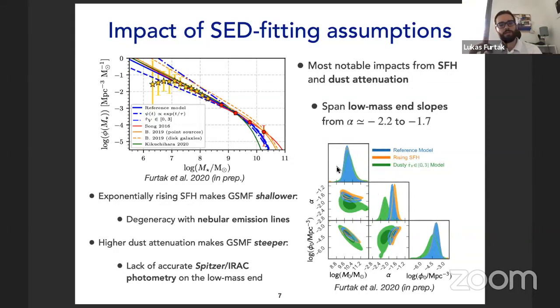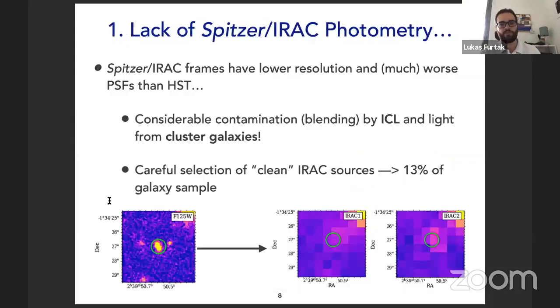In explaining where these differences come from, I've tracked down what happens when we apply exponentially rising star formation histories and what happens when we apply higher dust attenuation levels, and basically both can be tracked down to either a lack of rest optical photometry, Spitzer photometry, or simply that the optical nebular emission lines such as O3 lines and H beta are redshifted into the Spitzer IRAC bands at these redshifts. So let me first talk about Spitzer photometry.